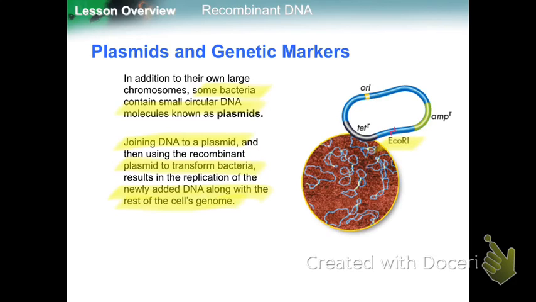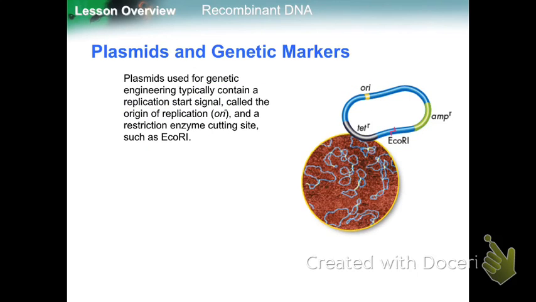So this is a plasmid with an EcoR1 site. I'm going to walk you through this. This ORI right here is the origin of replication. That's the genetic start signal for replication. There's also a restriction enzyme cutting site here, EcoR1. That's a recognition sequence, or a restriction sequence.